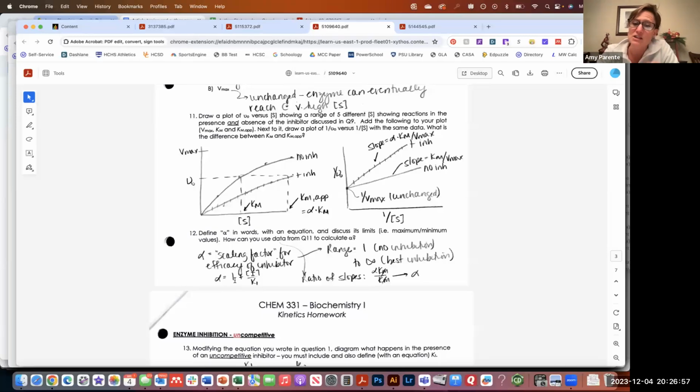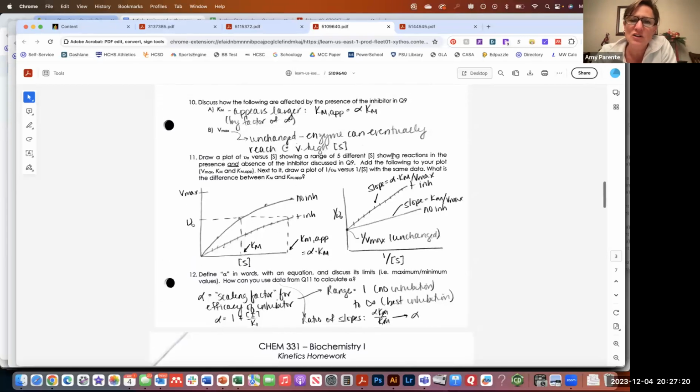So the range of alpha is from 1 when we have no inhibition, theoretically, to infinity where we have the highest amount of inhibition. If you want to figure out what your alpha is, you can take a ratio of your slopes, since Km and Vmax essentially are not changing. This is the apparent Km. So the reason the Km is larger is that it's scaled up by that alpha factor.